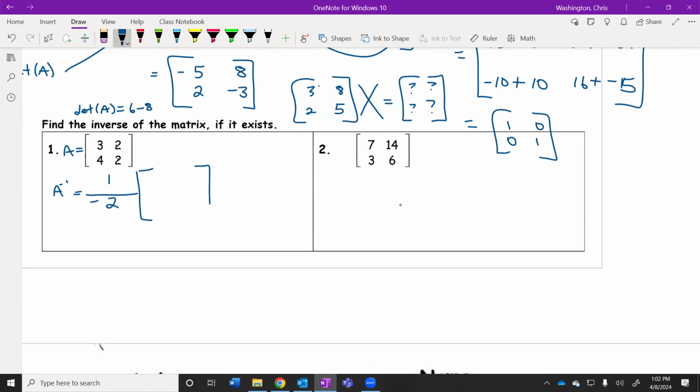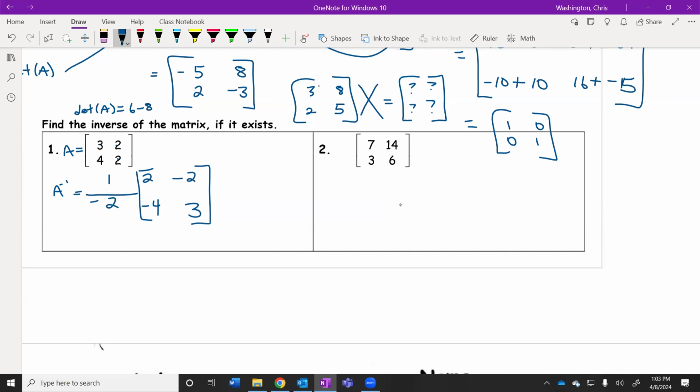And then what's going to happen to our matrix? The main diagonal, the 3 and the 2, are going to change positions. The backwards diagonal, the 2 and the 4, are not going to change positions, but they are going to switch signs. So -2 and -4.